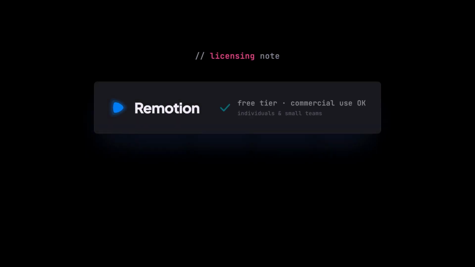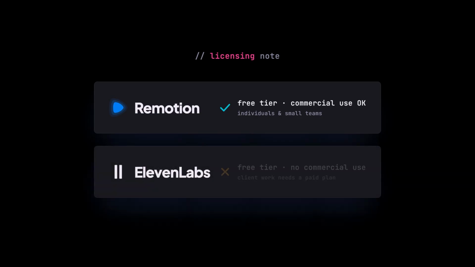One licensing note: Remotion's free tier covers commercial use for individuals and small teams. 11 Labs free tier doesn't, so for a client facing video, that one's worth a few dollars. I was just exploring this as an experiment, so obviously I didn't get the best version in the first go. I'll show you the 3 tries it took to get to the final version and the 3 different methods that I tried. So here's how this whole journey started.